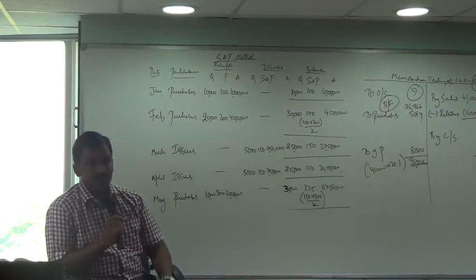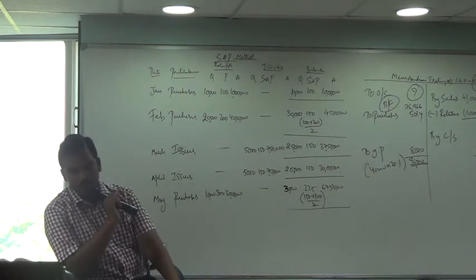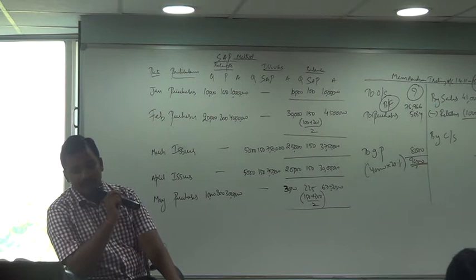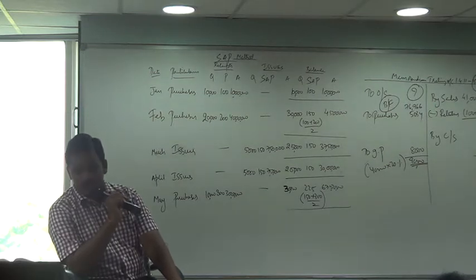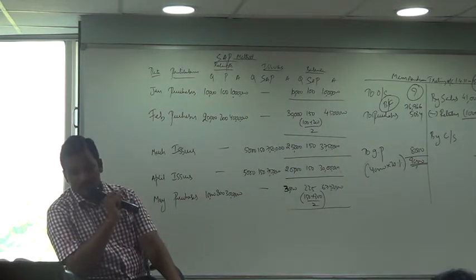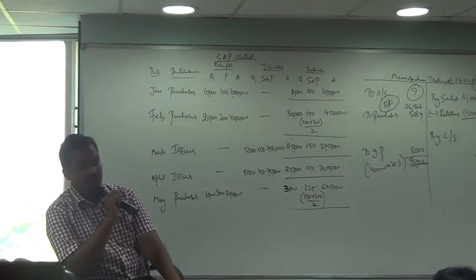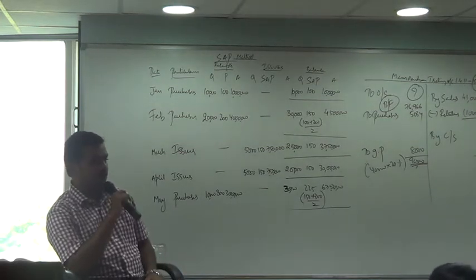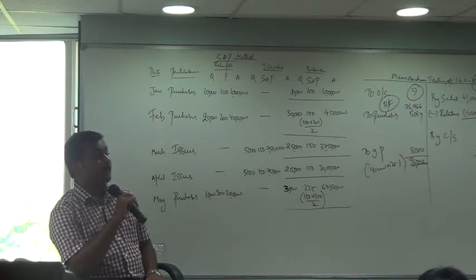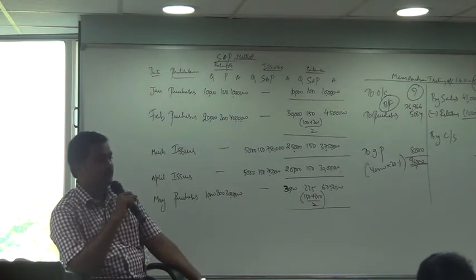See problem number 1, page number 4.18. Calculate the amount of purchases if cost of goods sold is 80,700, opening inventory is 5,800, closing inventory is 6,000. Can you calculate the amount of purchases? Write down an equation in your notebook.